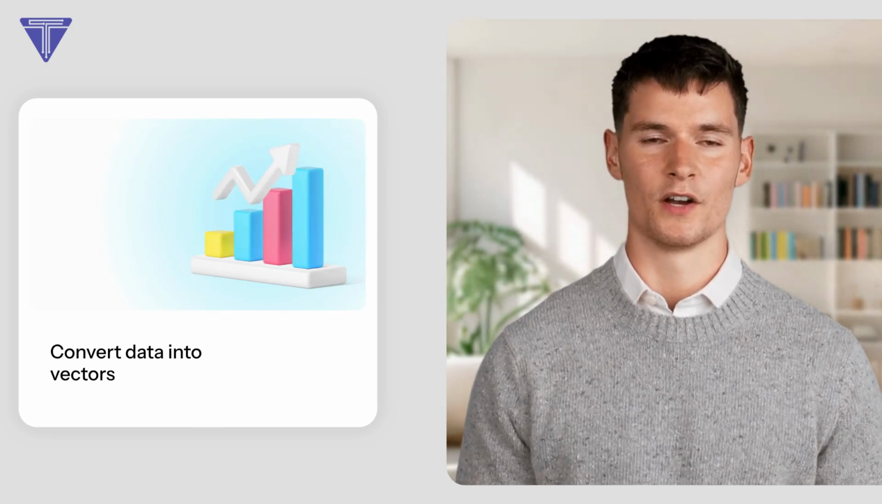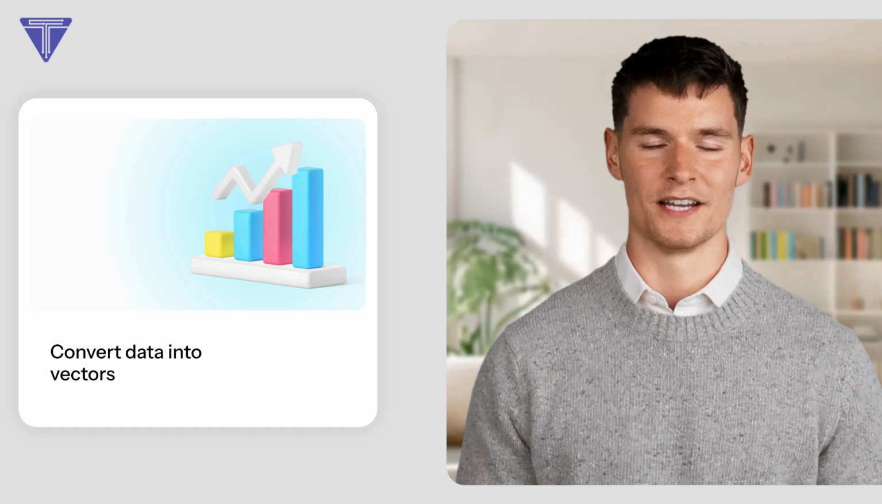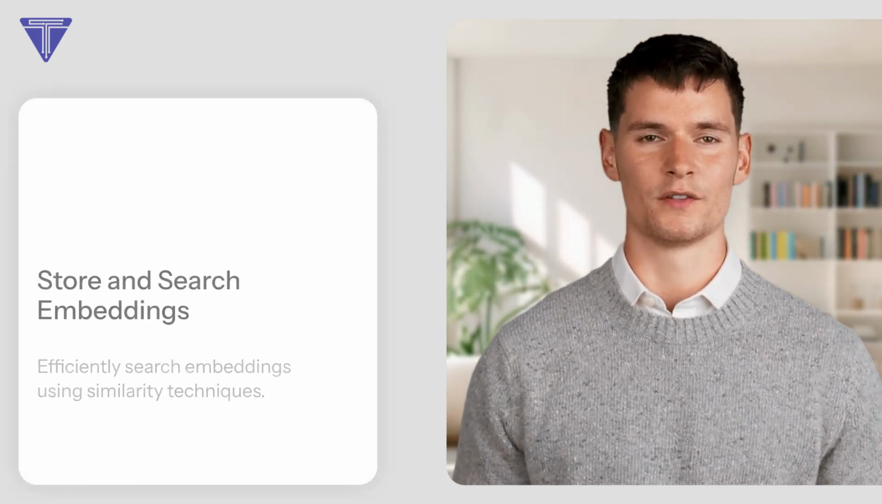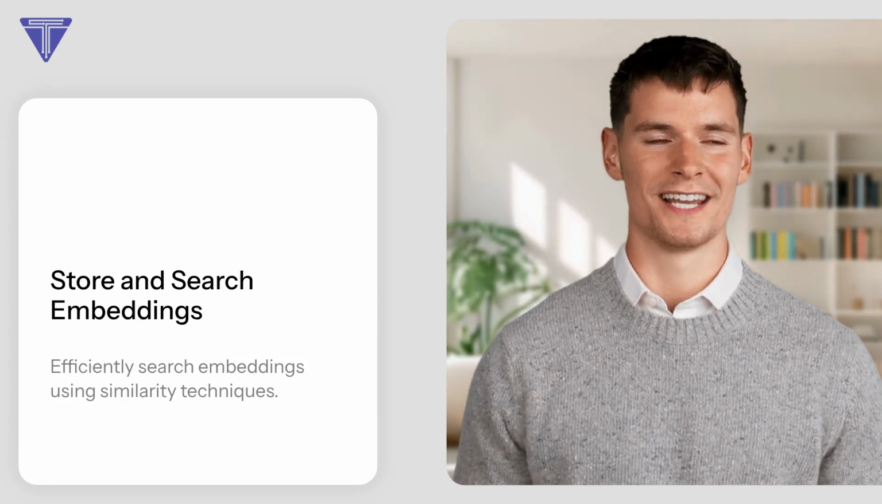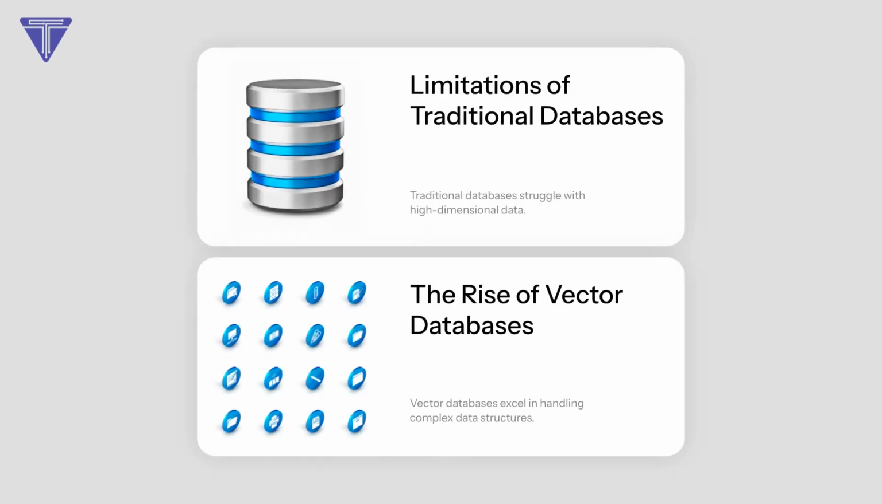In simple terms, when we use machine learning models, especially in areas like natural language processing, NLP, computer vision, or recommendation systems, we often convert data like text, images, and audio into vectors or numerical representations. These vectors capture the meaning, features, or patterns in that data. A vector database allows you to store those embeddings and search them efficiently using techniques like similarity search. Traditional databases can't handle this kind of high-dimensional data effectively, and that's where vector databases come in.